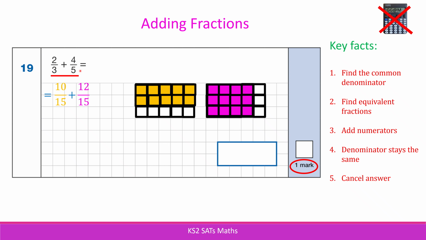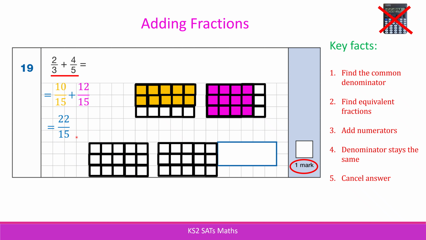Now the 12 squares comes from, you can see from the diagram. Again, without using the diagram, we know that 5 times 3 is 15. So 4 times 3 is 12. That's how we do it without using the diagram. The next step says we add the numerators. So 10 plus 12 is 22. So we've got 22 out of 15. So this is going to be over 1 whole one. So adding the numerators gives me 22 over 15.